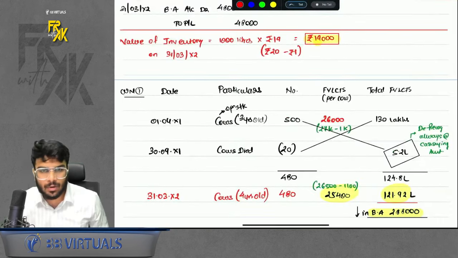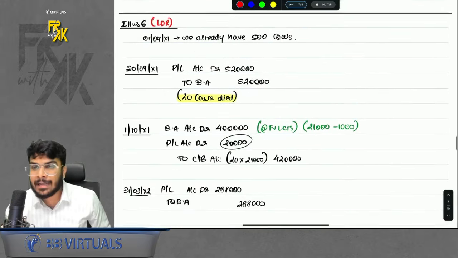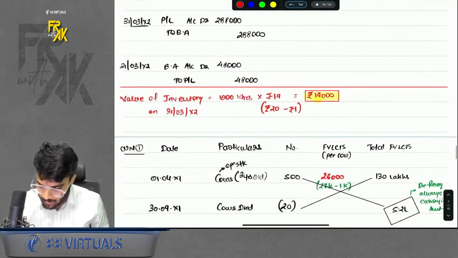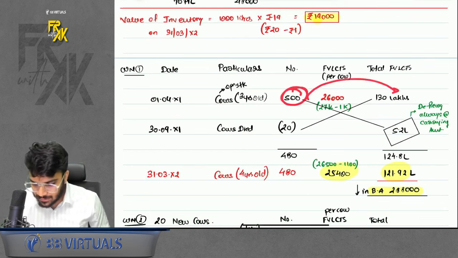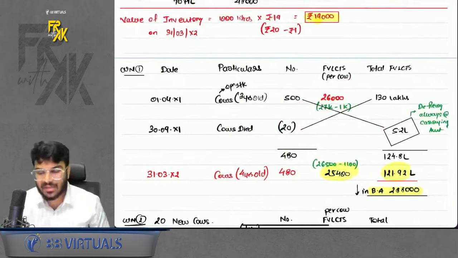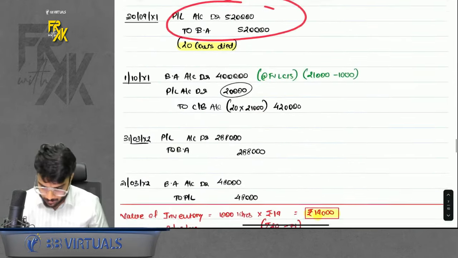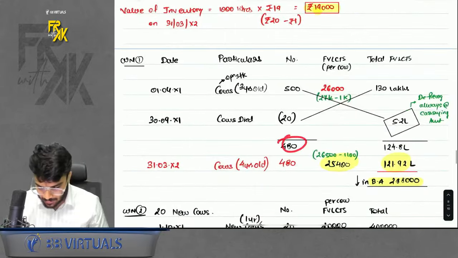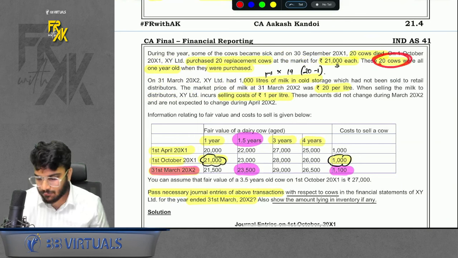And whenever it is a loss for you, the cows will be derecognized. And at what value will it get derecognized? It will get derecognized at carrying amount. How to find it? You can cross multiply and find. If 500 cows value is 130, what is the carrying amount of 20 cows? You will get 5.2 lakh. Because it died, it is a loss for you. Book it. Profit and loss to biological asset. So how many cows remain now? 480 cows remain.